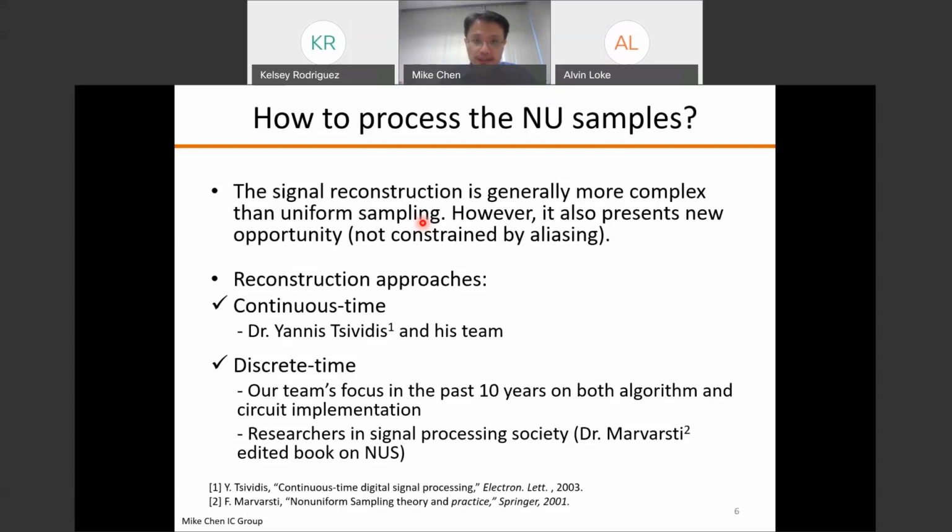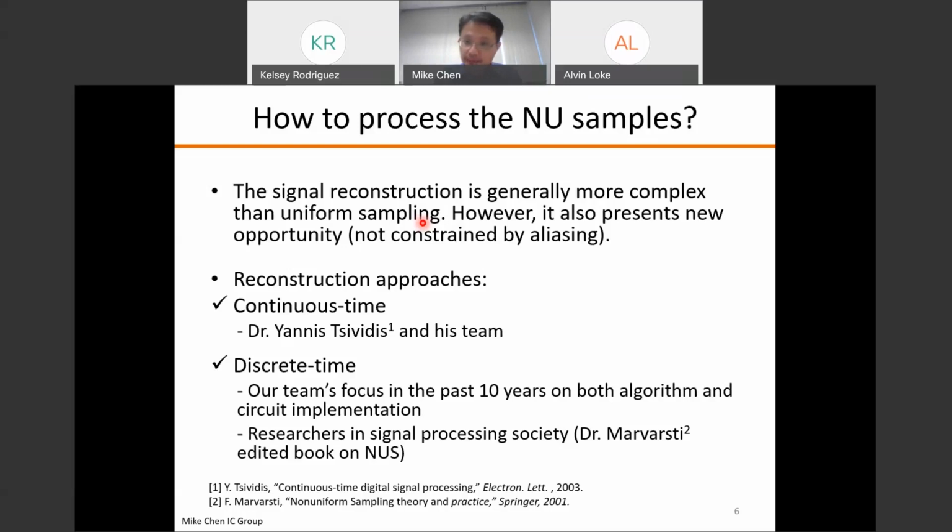In general, looking across the community, there are a couple of approaches you may use to reconstruct the non-uniform samples, which I categorize into continuous time and discrete time. For the continuous time reconstruction approach, there is this one from Dr. Yannis' group, who did a lot of fantastic work in the past. Here I just list one, but feel free to go to their website and see a lot more publications.